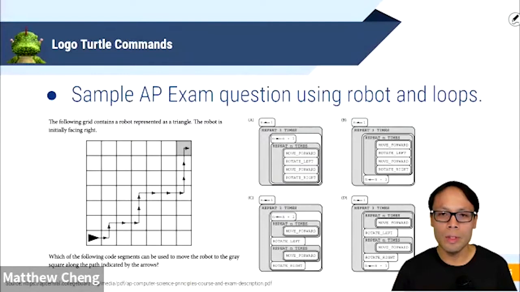So this is one of the sample questions from the AP exam. Again, the goal here is to get the robot, and this is the starting position over here, to the ending position, which is right over here. And the choices that they're presented with on the MCQ part of the exam are using loops to try to figure out which one of these solutions will get you from the starting point using this exact route here to the ending point.